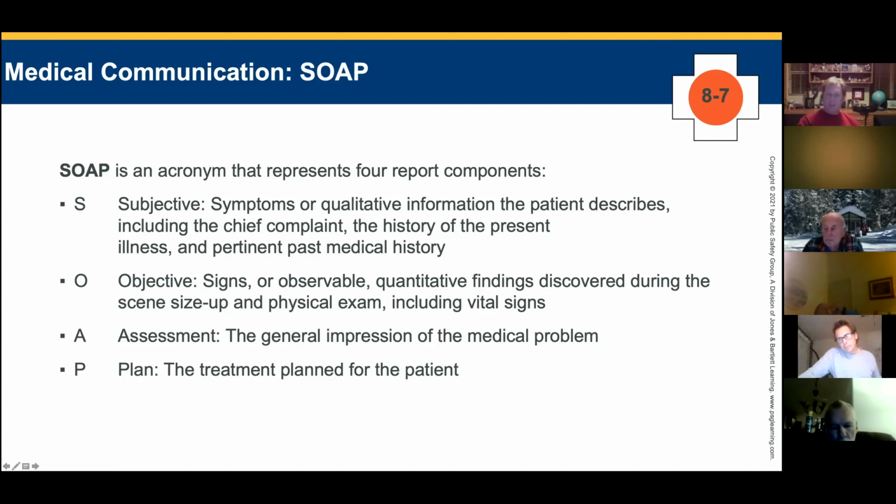So I'm going to describe those, my objective findings. And then I'm going to make a general assessment of it. And then I'm going to treat him accordingly. Does that make sense? 100%.